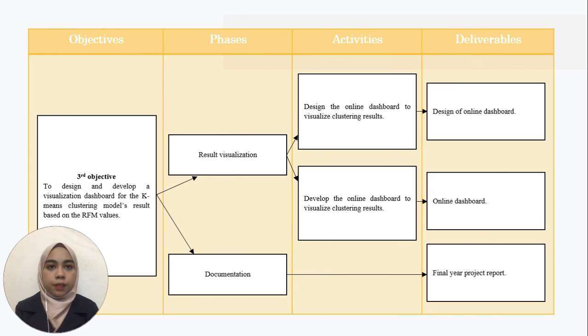For the third objective, 2 phases are involved, which are result visualization and documentation. For result visualization, 2 activities are involved, which are to design the online dashboard to visualize the clustering results and to develop the online dashboard to visualize the clustering result. The deliverables of this phase are design of online dashboard and the online dashboard. Finally, the second phase is documentation, in which the deliverable is the final year project report.